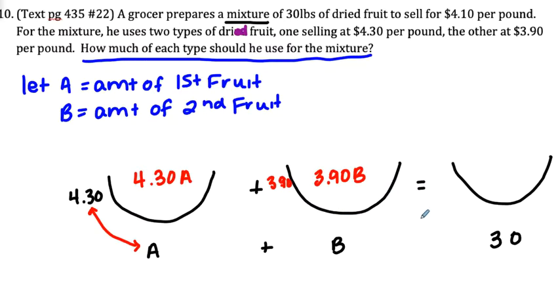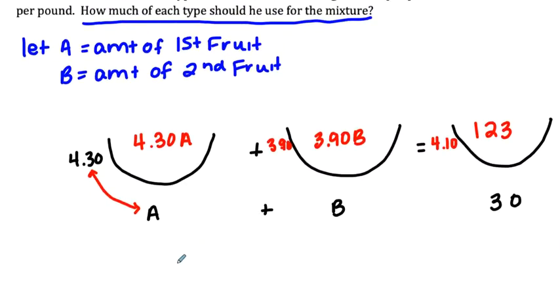All right, and the final mix, this is where you have to be careful. The final mix, we want it to be $4.10. So you do have to multiply 30 times 4.10, and that's going to give us 123. So what you just mixed in the bowls, that's your second equation. So I'm going to rewrite it right below this. I'm going to write it as 4.3A plus 3.9B equals 123. Okay, so now we have, and let me erase that arrow so it's not in our way. Now we have our system.